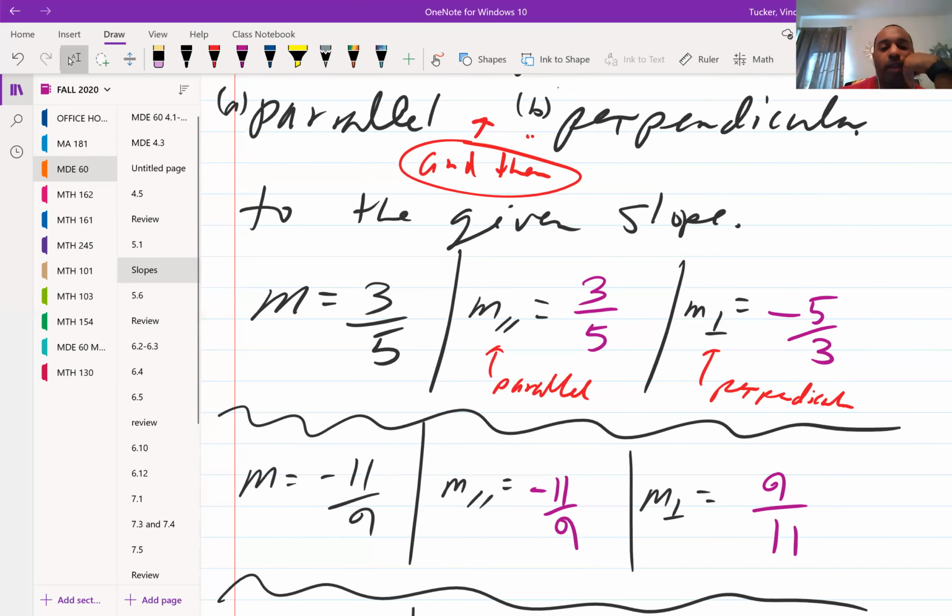So in the next one, if I have -11/9 as my original, then one that's parallel to it would still be -11/9. Remember, it has to be the same. If it's going to be parallel. And then perpendicular, you flip it and use the opposite sign. So that would be +9/11.